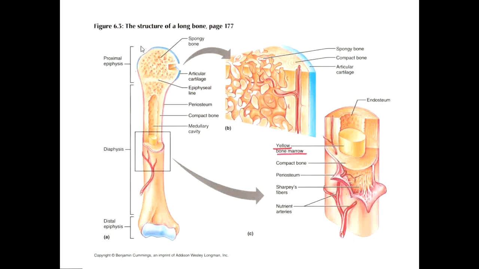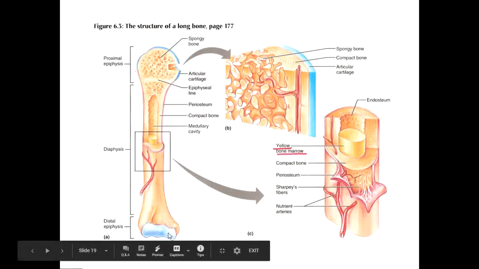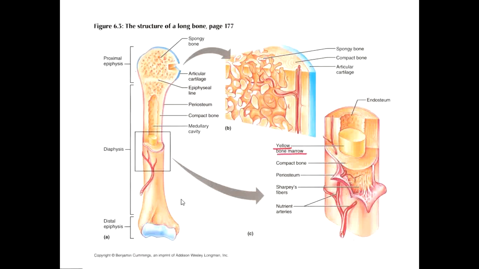So this head of the bone and this head of the bone, we call those the epiphysis. Okay, so that's the bone ends. This long shaft of the bone, that's the diaphysis. And you can see that inside there is a marrow cavity known as the medullary cavity. And that's what's going to house for us that yellow marrow.